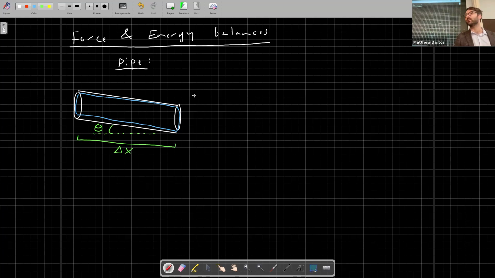There were three main ones we talked about. Pressure. So there will be a pressure force acting on both the upstream and downstream end. So this pressure force is given by P1A1 at the upstream end and P2A2 at the downstream end. Okay, what other forces are acting in the direction of flow?